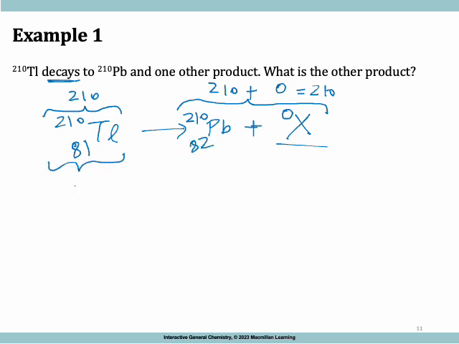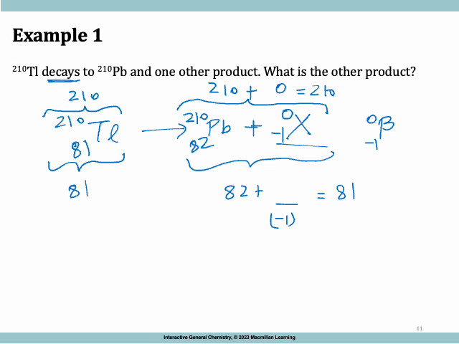What's the total on the reactant side? 81. Product side, 82 plus something should be equal to 81. What should I add to 82 to reduce it to 81? I should add -1. So what is this number right here? -1. Which means, do we know any particle which has a -1 charge and a mass of 0? It is the beta particle, -1 with a 0. This is from the summary table, so you need to remember this. Which means, what is the other product? The other product is a beta particle.